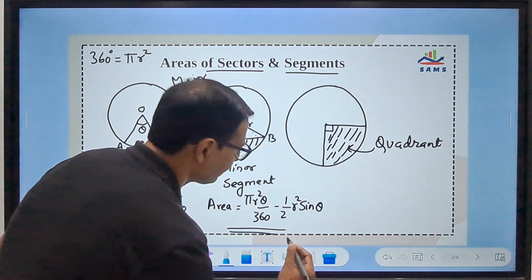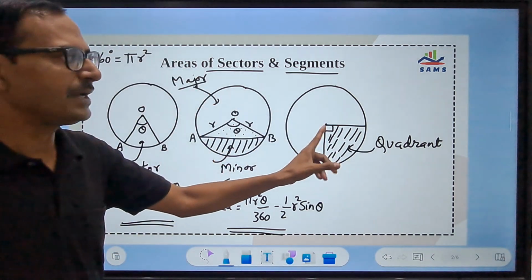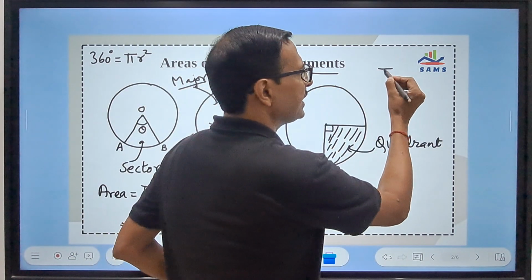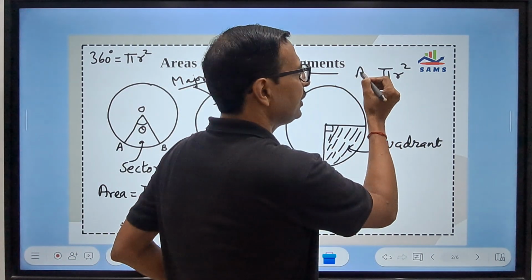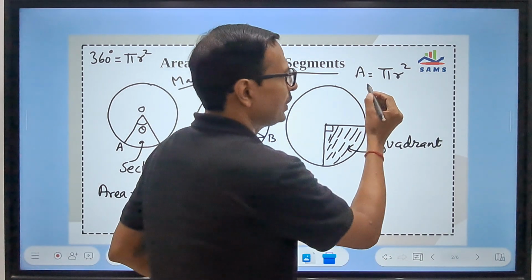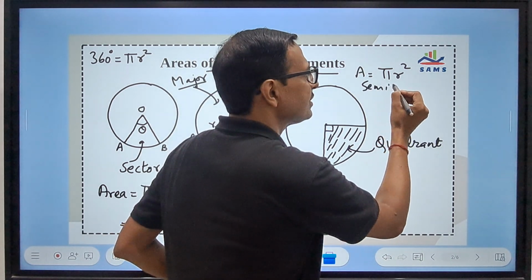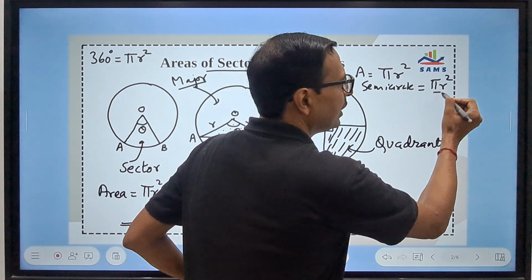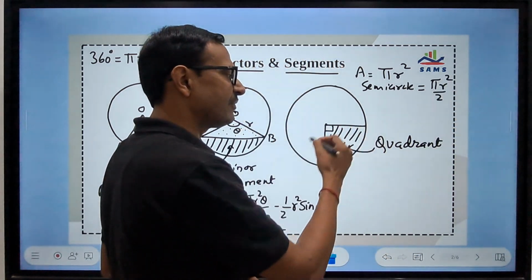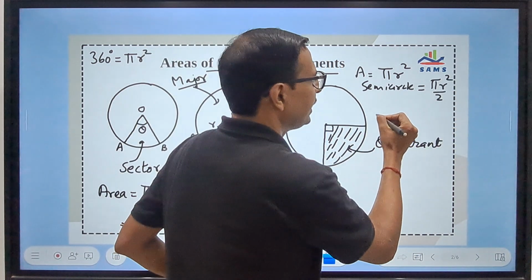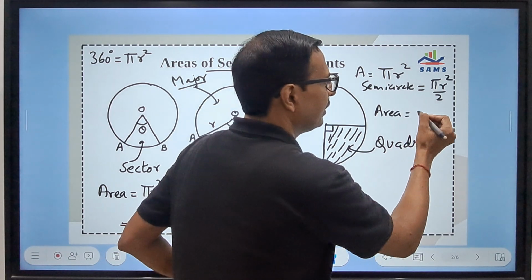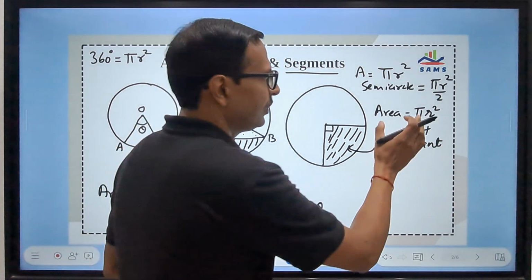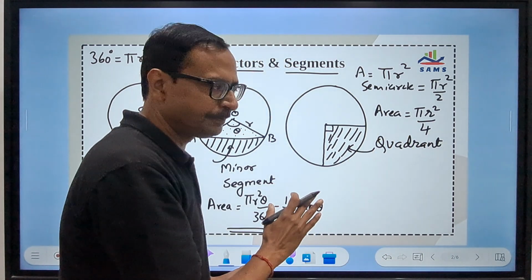This is the second formula. The third formula is that of a quadrant, which is very easy. Area of a circle is pi r square, right? So the area of a semicircle, that means half of that, will be pi r square by 2, and therefore for a quadrant, since it is 1/4 of the circle, the area of the quadrant will be pi r square upon 4, and that is the next important formula.